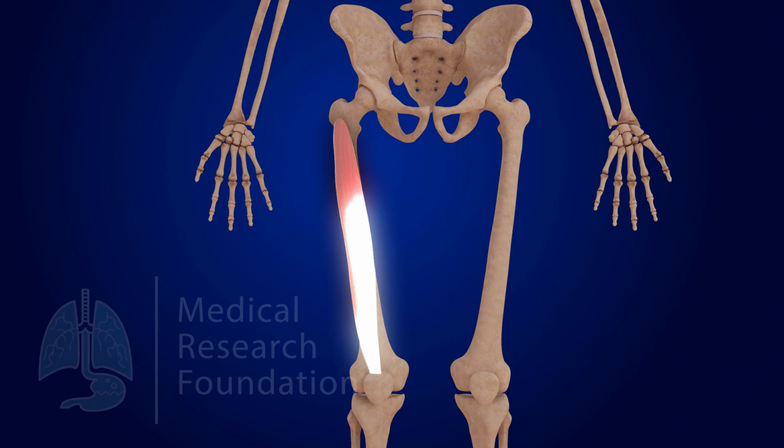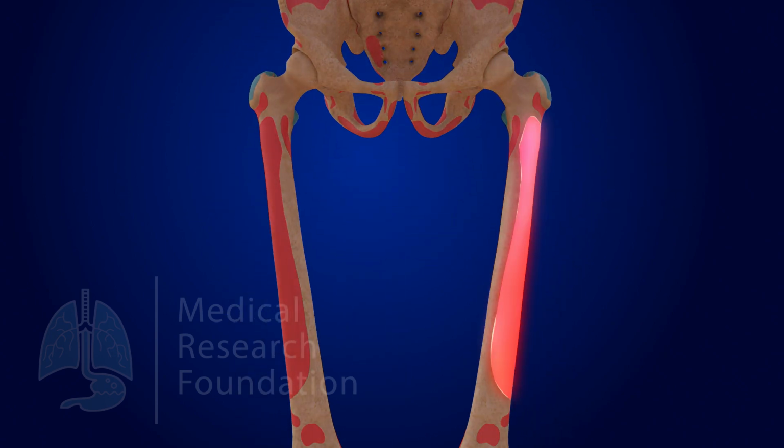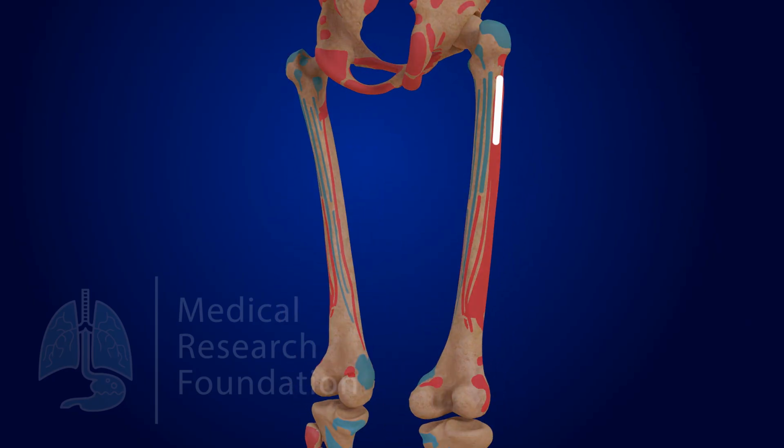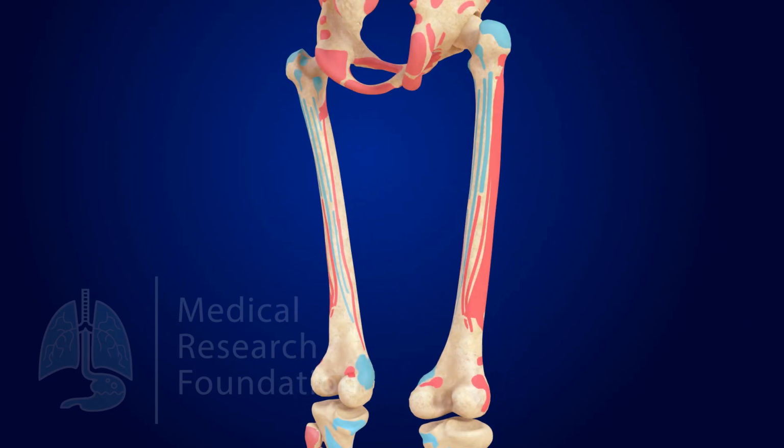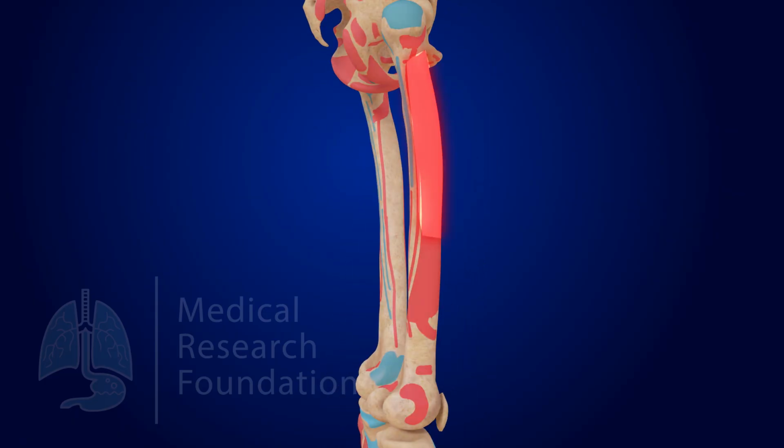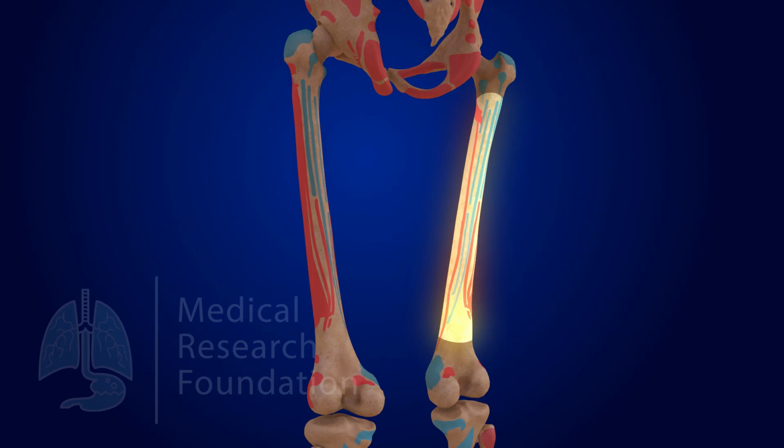Vastus intermedius. Origin. It arises from the anterior and lateral aspects of the upper 3/4 of the shaft of femur.